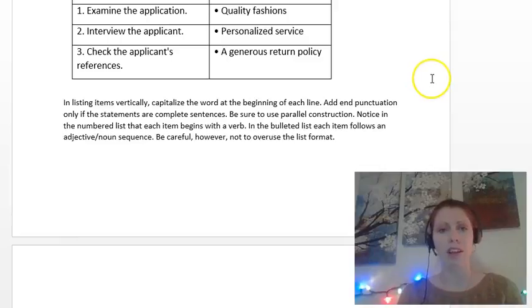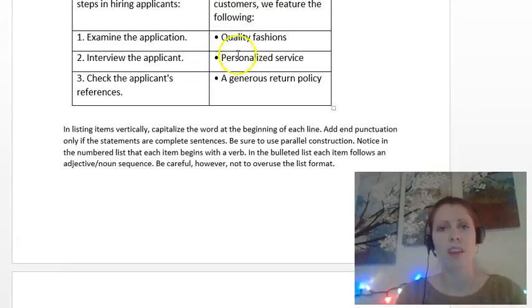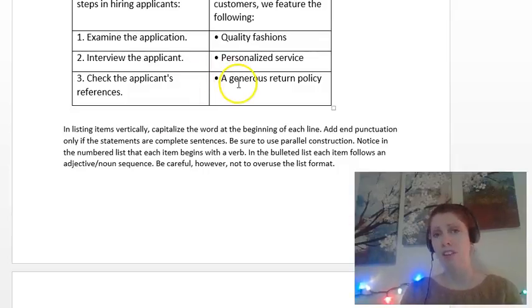In listing items vertically, capitalize the words at the beginning of each line. So you'll see here, each time you make a new point, capitalize the word. And end punctuation only if the statements are complete sentences. Okay, be careful of this. We often see people writing lists and adding weird punctuations like you're writing poetry. Be careful, you only need the punctuation, like a period, if you're using complete sentences. The bulleted list here above are non-complete sentences. You'll notice there are no periods.